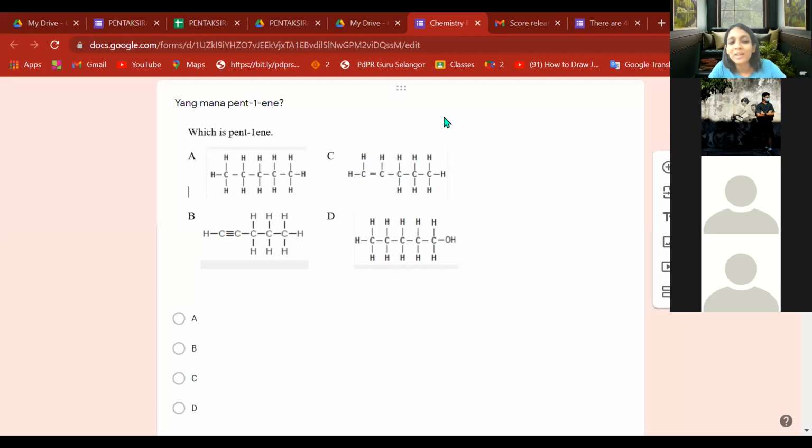Okay, which one is pent-1-ene? Is it C, cikgu? Correct, it is C. Why is it C, Arif? I don't know. Then how do you know the answer is C? My instinct, cikgu.